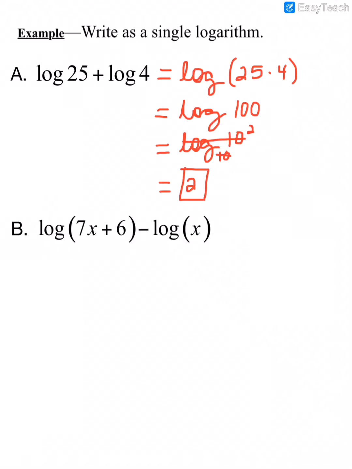Okay, for B, these two logarithms are separated using subtraction, and the way that we condense is by using division. So we just write our logarithm, log, again it's an understood base of 10, and we take the first logarithm, and that's going to go on top as our numerator, and the second logarithm goes as our denominator. And there's no way to simplify this, so we're done.